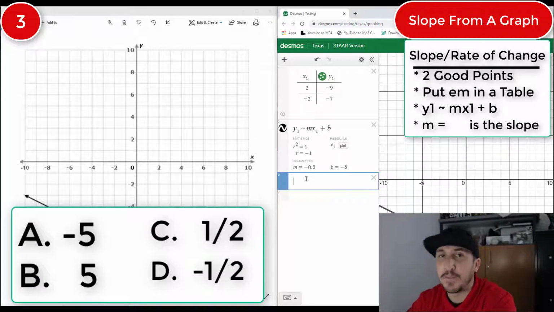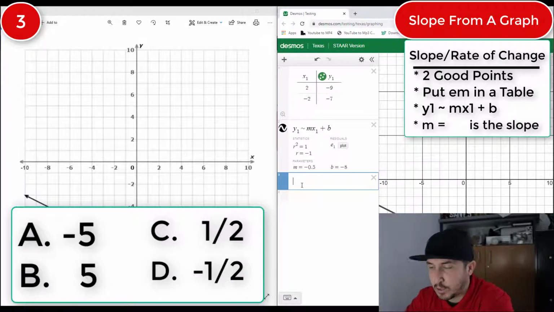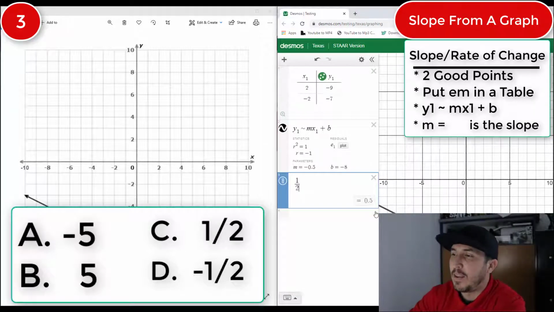Choice B says 5. Well, no, it's not even a positive. No, it's not 5 either. Choice C says 1/2. I don't know what that even is. Let me put that as a fraction. Oh, it gave me a 0.5, but I don't like it. It needs to be negative.